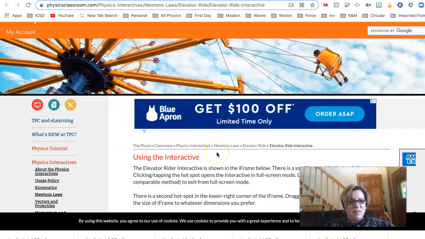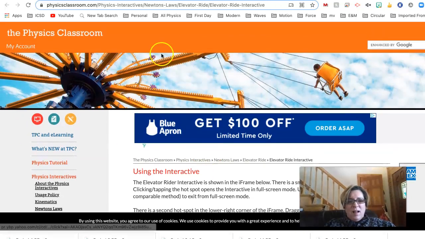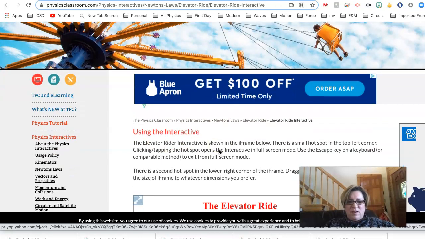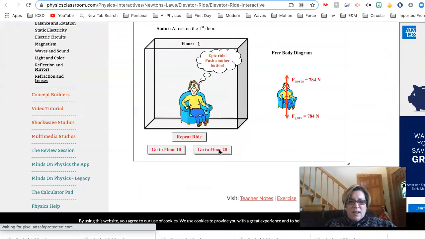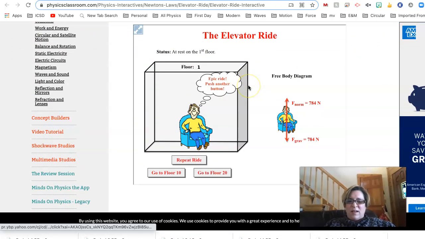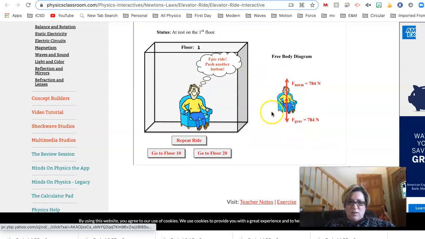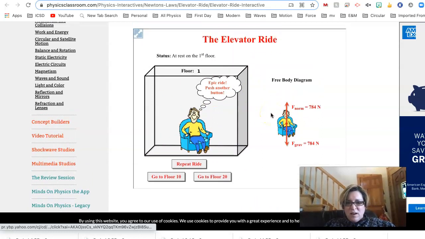So you're going to be starting in the physics classroom web page with this little interactive, all right? You're going to launch the interactive and then resize it till it's a reasonable size, okay? And what you see here is we have a person sitting in an elevator.